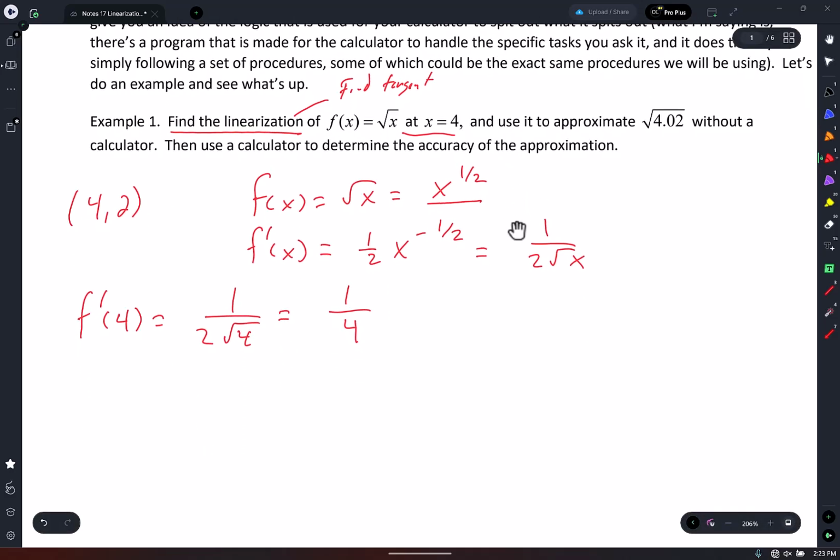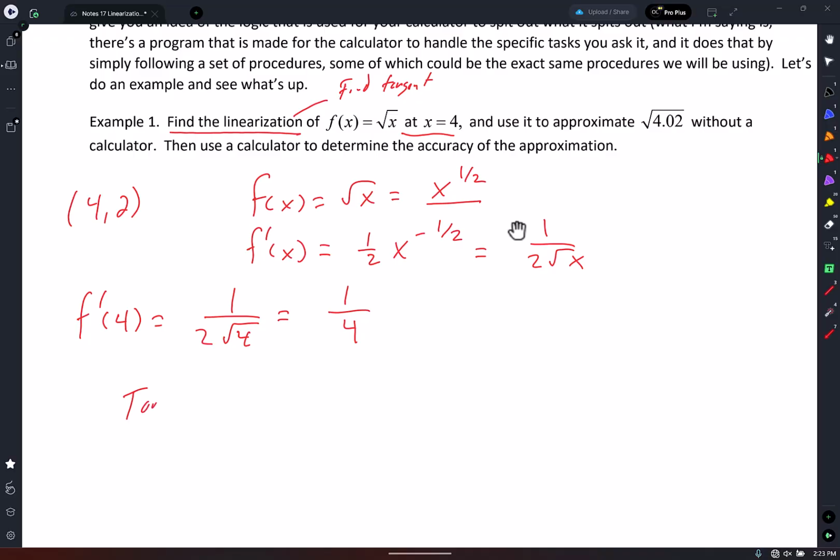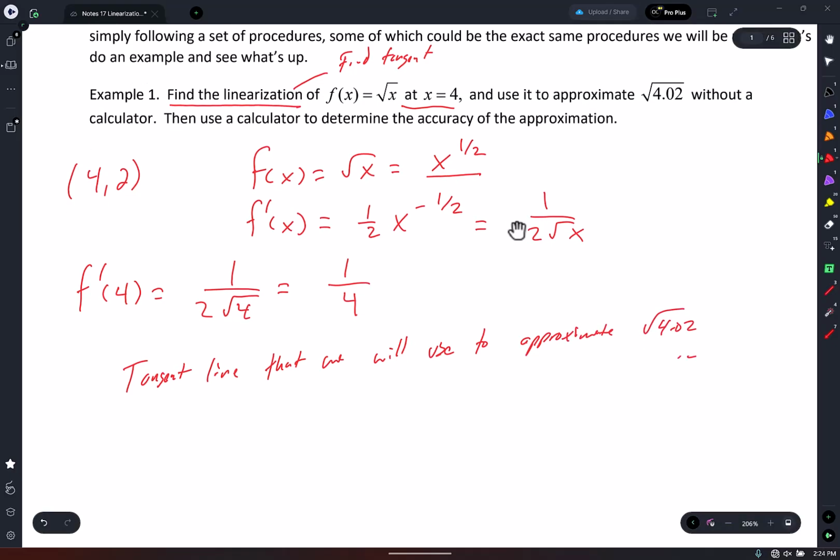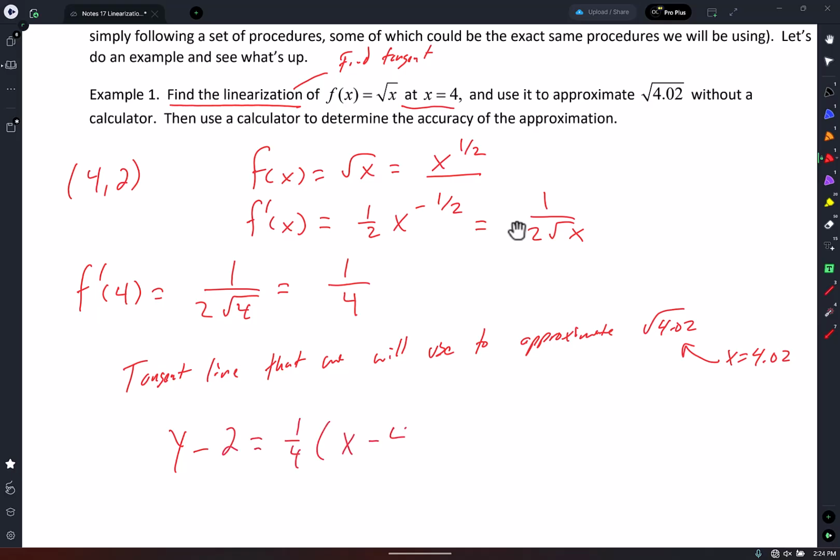Here's my tangent line, the tangent line that we will use to approximate square root of 4.02. Okay, remember that 4.02 is the next value. y minus 2 equals 1/4 parenthesis x minus 4.